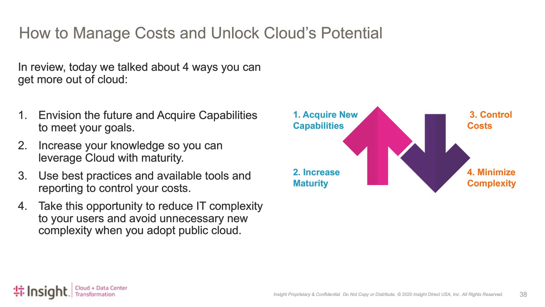So to review today, we talked about 4 ways you can get more out of cloud. You can envision the future and develop new capabilities. You can increase the knowledge that you have around cloud, which will increase how mature you are in your usage of it. You can use best practices and the tools that are available to control costs. And you can minimize complexity and do things like removing operating systems from the mix. All these things are going to go into creating more value out of public cloud for your organization.